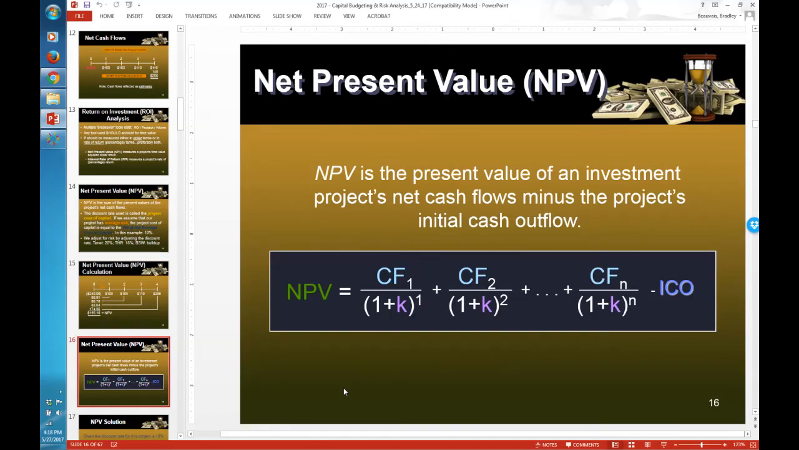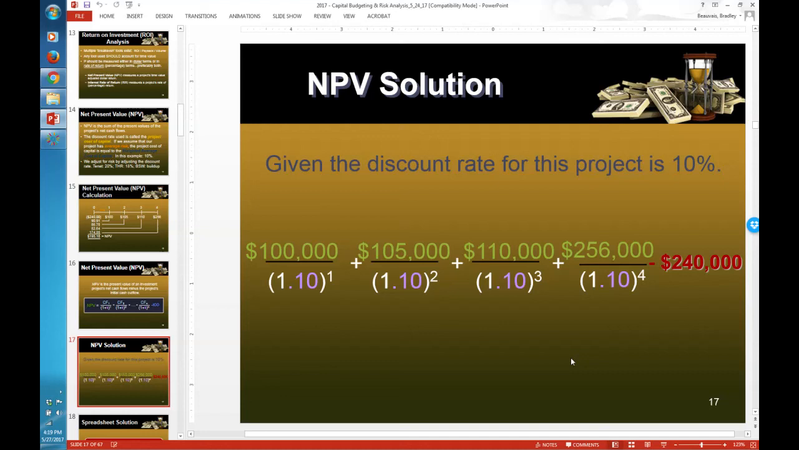Okay, so if we were to take this from a mathematical standpoint, of course we can do this mathematically. Net present value is just our cash flows each year divided by, in this case, our discount rate, and then raised to an exponent in each case out to, in our particular example, year 4, and then we subtract out our initial capital outlay. That's the ICO that we see there. And of course we can do that mathematically like I just explained.